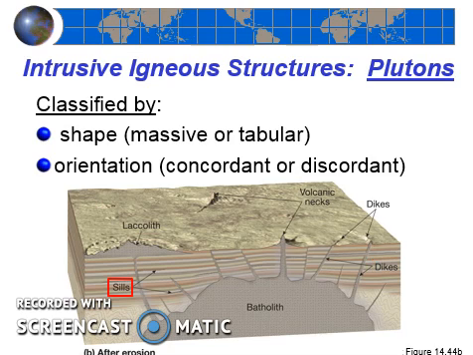And sills, you can just barely see them on this diagram here. Sills are in between sedimentary layers. The magma has found a crack in between sedimentary layers, and it's filling that in. Okay, so sills and dikes are both tabular, dikes are discordant, and sills are concordant.